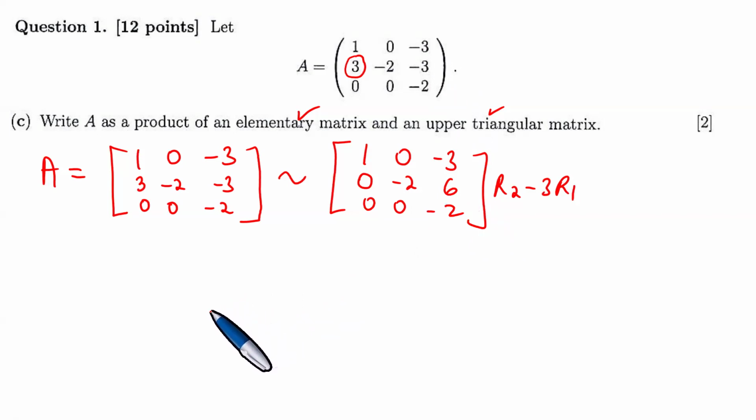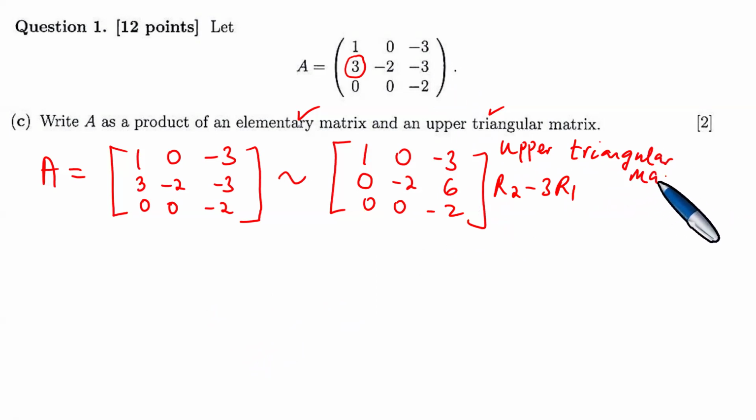Now, looking at this carefully, this matrix here is an upper triangular matrix. Yes, so we have the desired result. But then what do we do now at this point? What we do right now at this point is we realize what we've done.